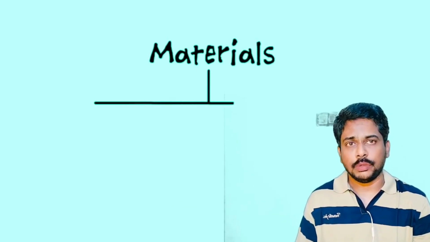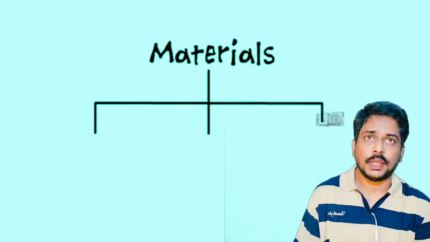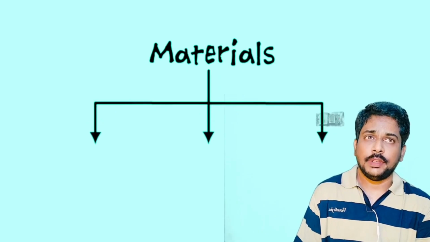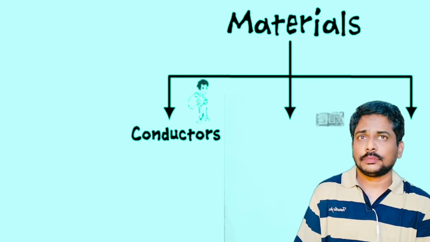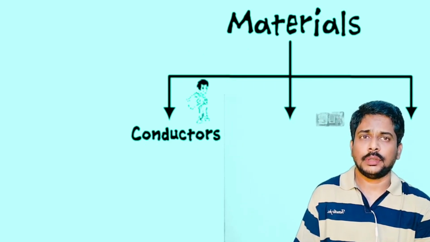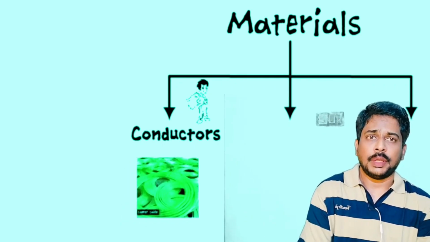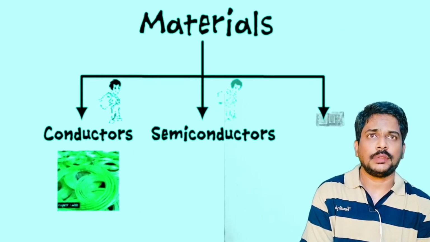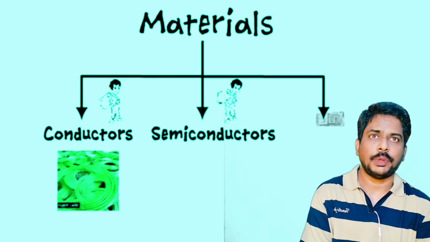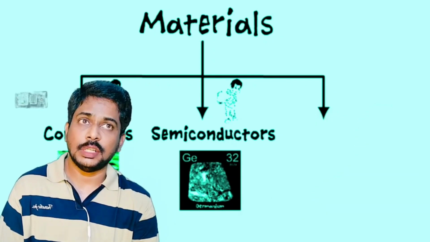And materials, according to electricity, are broadly classified into three: the first one is a conductor, the second one is a semiconductor, and the third one is an insulator. Conductors are metals like copper, silver, iron, and gold, and metals are good conductors of electricity. The second one, semiconductors, have properties between the conductors and insulators, and examples of these semiconductors are germanium and silicon.